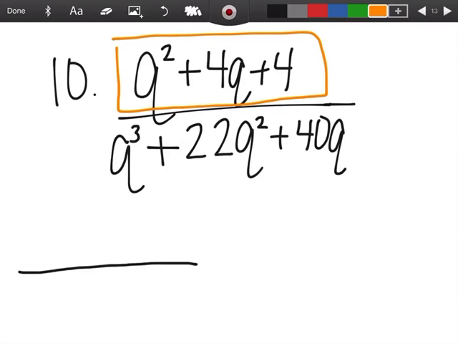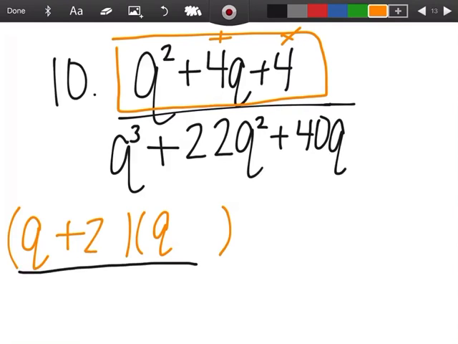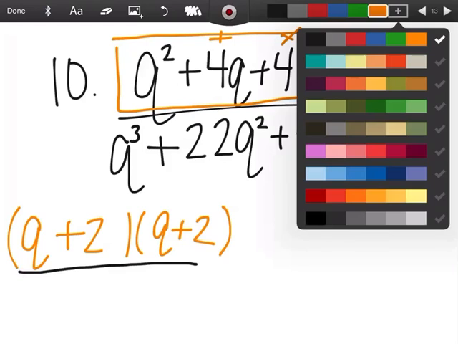Well, it's a trinomial, and the a value is 1. So I can just split that up into q and q. And I need two numbers that multiply to be 4 and add up to be 4, which is q plus 2 and q plus 2. So that's the numerator. Let's use a different color here.